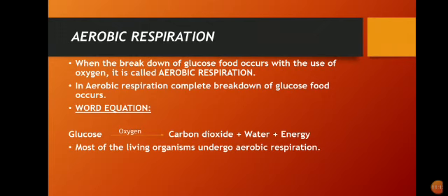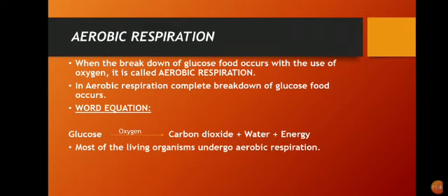The energy released during aerobic respiration is utilized by the organism. Most living organisms carry out aerobic respiration by using the oxygen of air. Many examples we can give: human beings, dog, cat, lion, elephant, cows, buffaloes, goat, deer, birds, lizard, earthworm, frog, fish, and all kinds of insects. They carry out aerobic respiration by using oxygen of air.